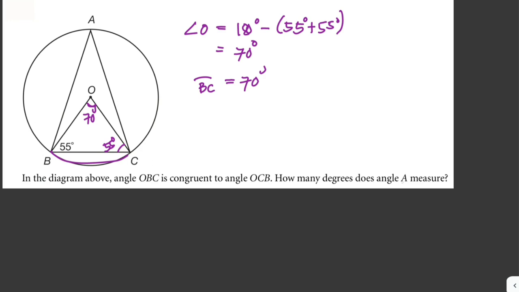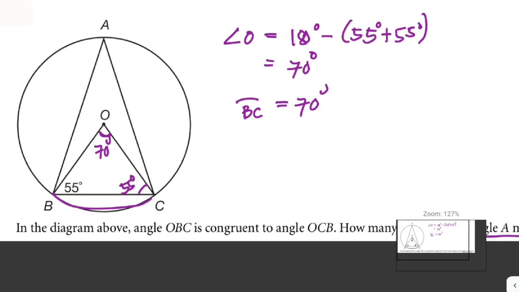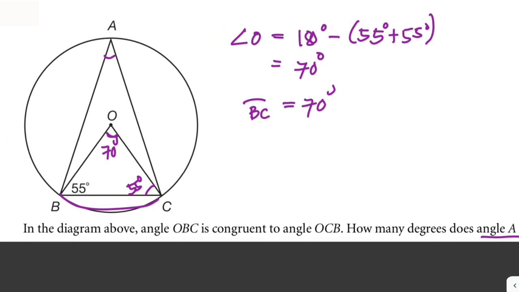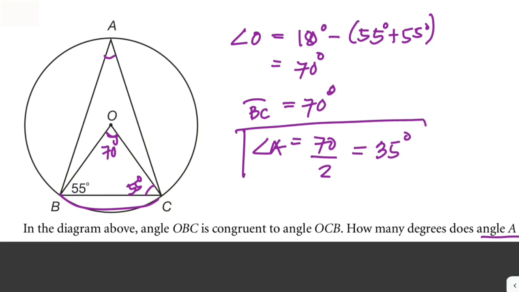We are asked for the measure of angle A. And angle A here is an inscribed angle, and an inscribed angle is equal to half of the measure of its intercepted arc. Since we are given the measure of the intercepted arc, which is equal to 70 degrees, the measure of angle A is equal to 70 over 2, or 35 degrees. So this is our answer here.